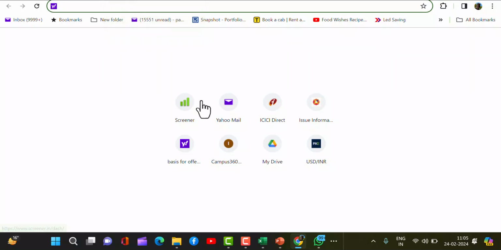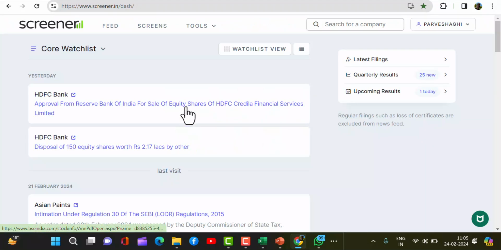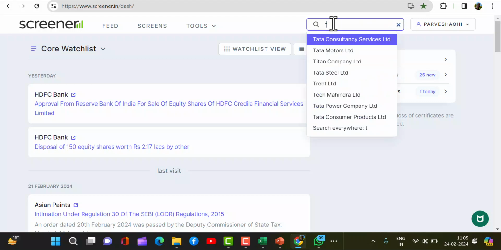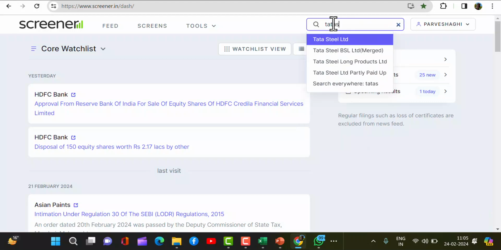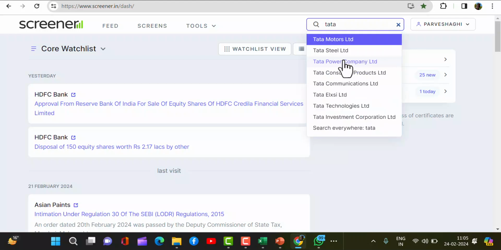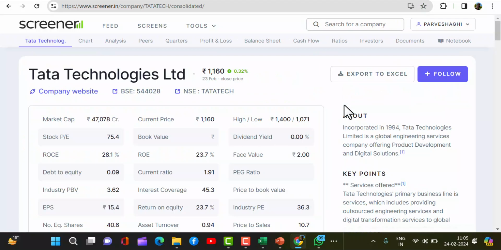Go to screener. Screener खोल लो आप. And go to Tata, the same issue. Tata Technologies, okay? Tata Technologies. So this is the IPO. The company is already listed, okay?